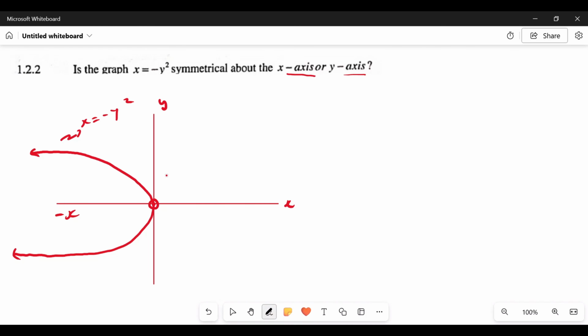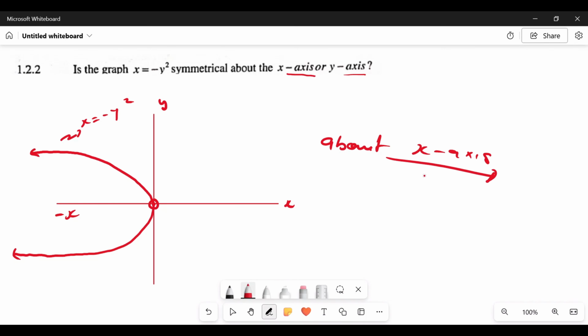Now our y-axis doesn't even cut it, it just touches it at a point, so it's not the y-axis. But when you look at our x-axis, from 0 going this way, it's actually cutting our graph into half. Look at that half and the remaining half there. We can say our graph is symmetrical about the x-axis. So your answer is: about the x-axis. There's your answer.